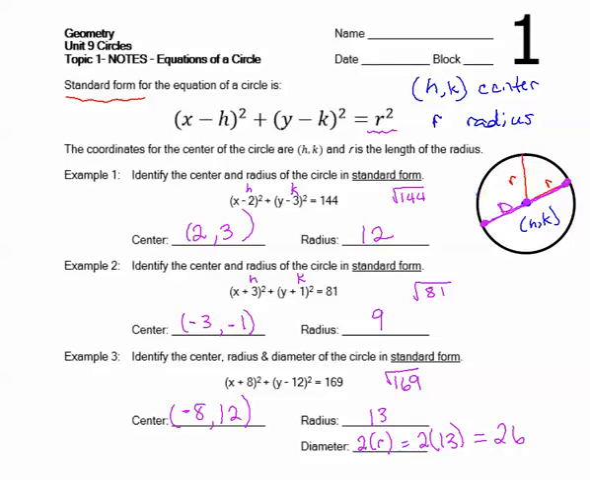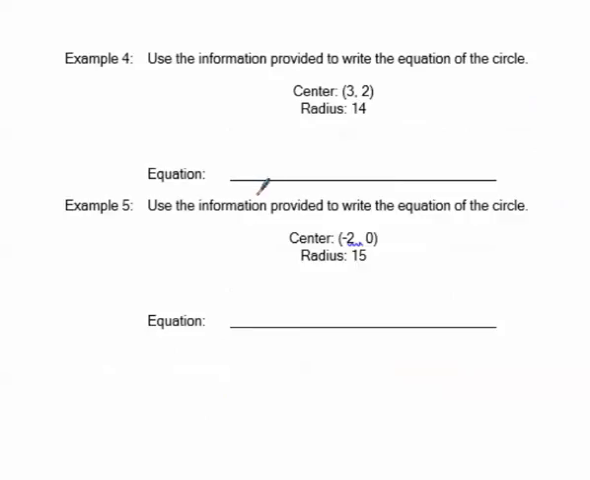All right, couple more. Use the information to write the equation of the circle. So here we have the center. This is our h, k. So our equation is going to look like that. Remember, we're going to be doing opposite. So the h and the k are both positive, so it's going to be x minus 3, then y minus 2, and then the radius is 14. Well, this right here is radius squared, so it's 14 squared.